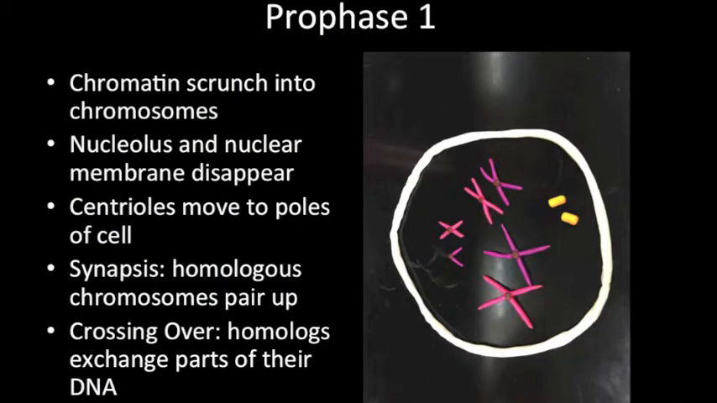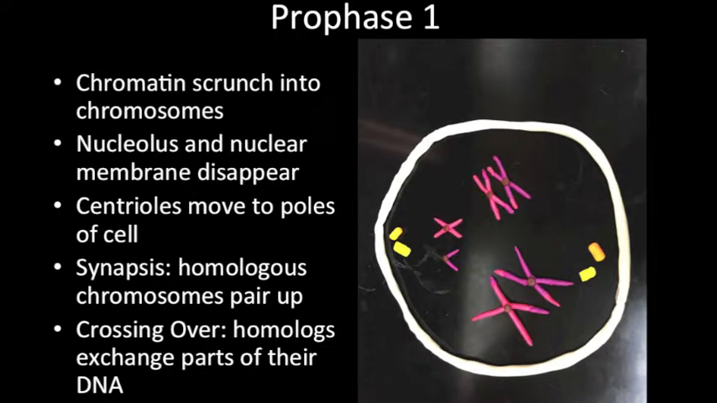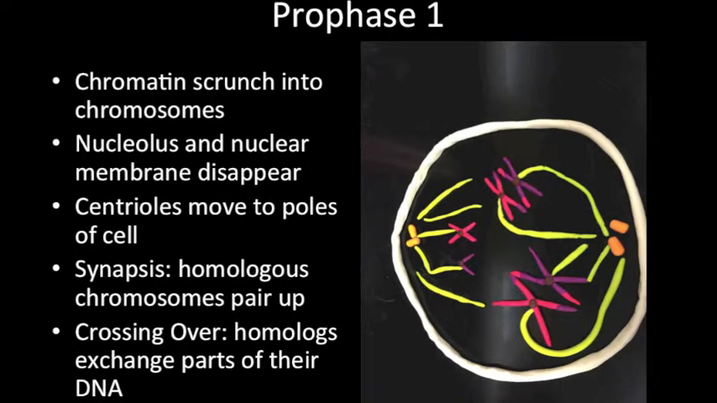Meiosis I begins with prophase I. During prophase I, the chromatin in the nucleus condenses to form chromosomes. Each chromosome consists of two sister chromatids connected by a centromere. Next, the nucleolus and the nuclear membrane disintegrate. The centrioles move towards opposite sides of the cell and the spindle fibers form and attach to chromosomes.